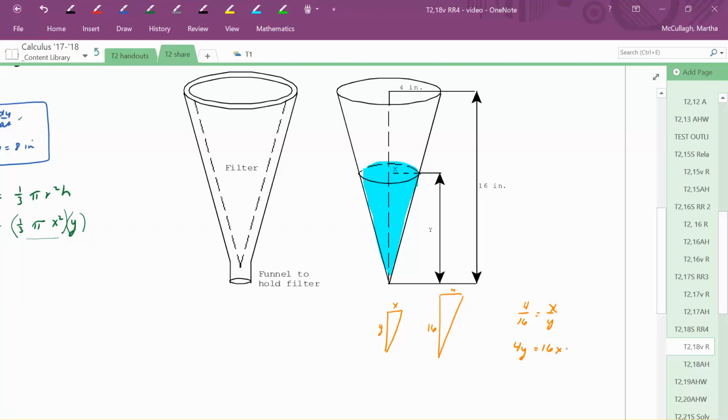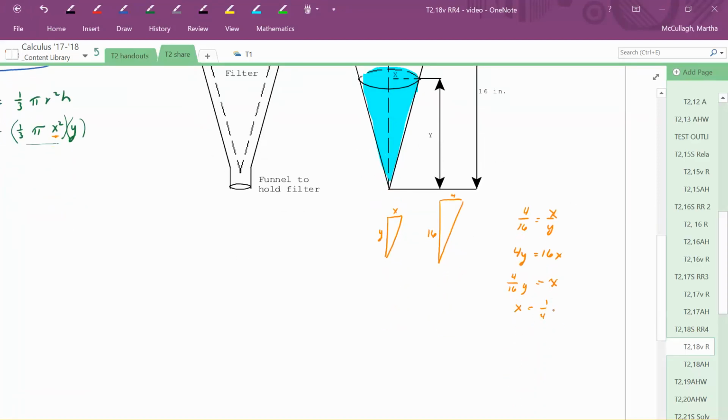We can say that 4y equals 16x. And if I don't want the x in the equation that I'm using as my basis for solving this problem, I'm going to solve for x here and say that 4 over 16 y equals x, or x equals 1/4 of y.